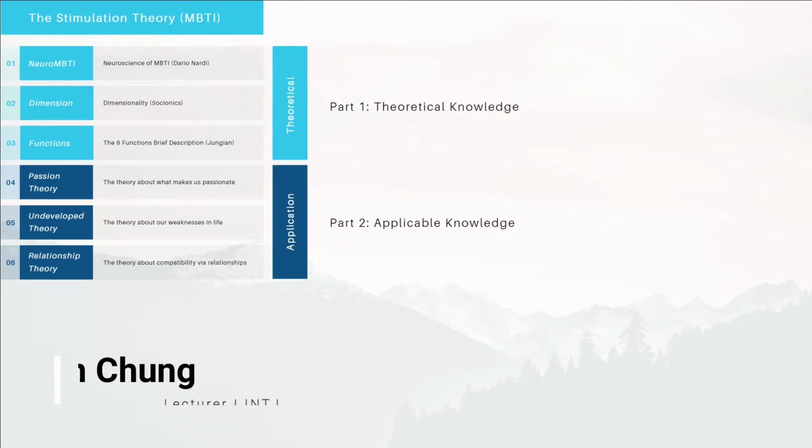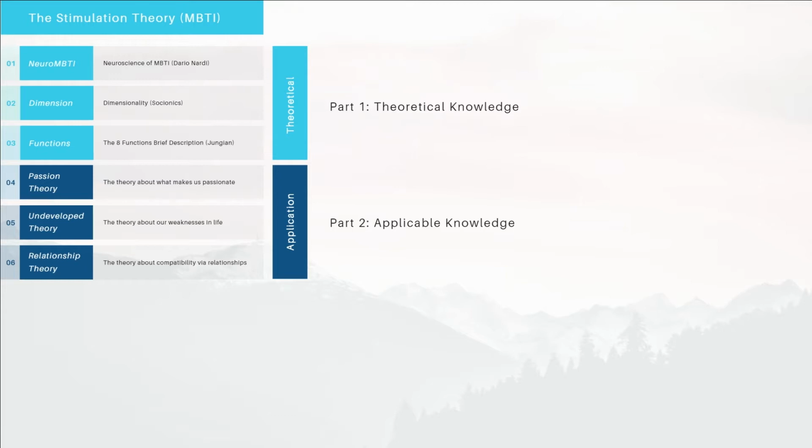Okay, so we're going to be talking about the stimulation theory for MBTI today. This video is going to be 6 modules or chapters. We're going to be going over the neuroscience of it and also the dimensionality, the socionics. And then we're going to talk a brief description about the functions from a Jungian perspective instead of Myers.